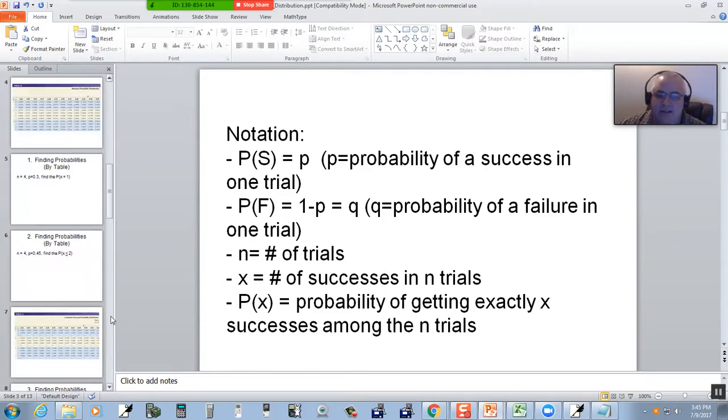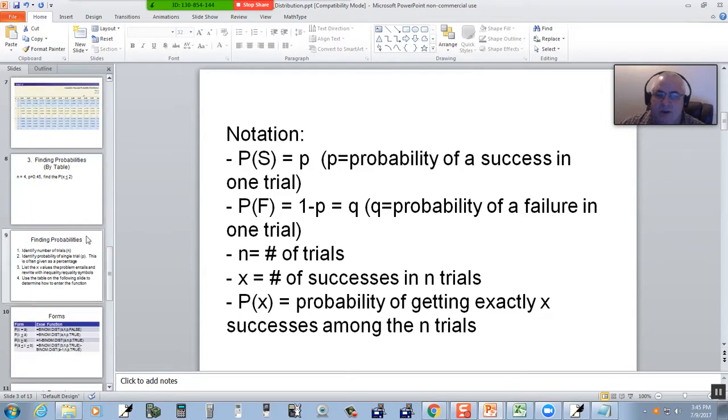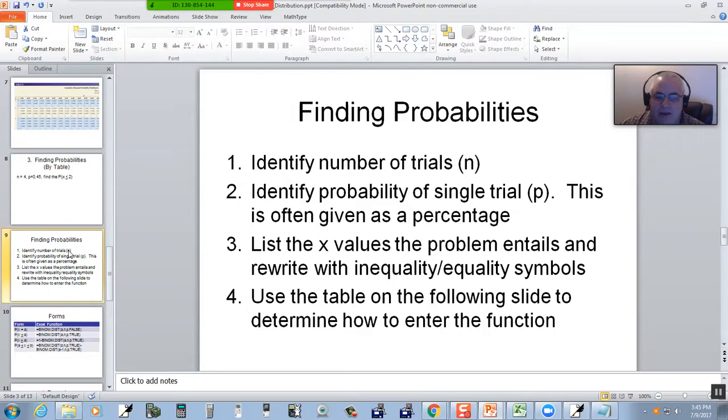Okay, now some of this is by tables, and we're not going to show that. You can watch a YouTube video and I cover that. This is how we're going to do it in Excel, though. Finding probabilities. Identify the number of trials, N. Identify the probability of a single trial, little p. This is often given as a percentage. List the x values the problem entails and rewrite with inequality/equality symbols. Step 4, use a table in the following slide to determine how to enter the function, and that'll give us our probability.